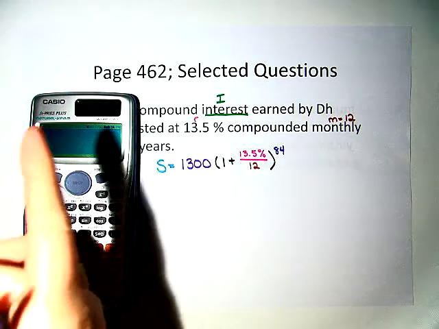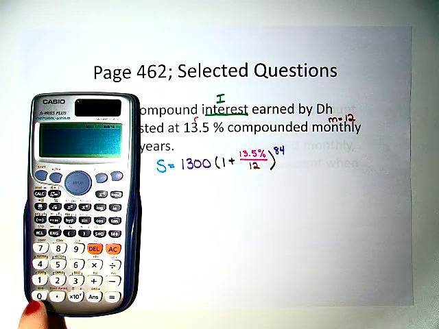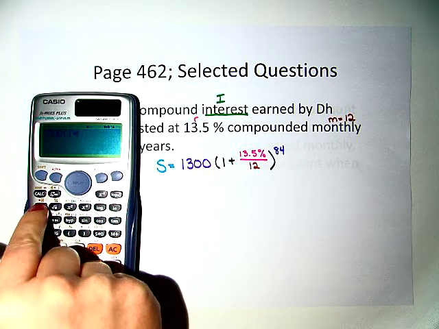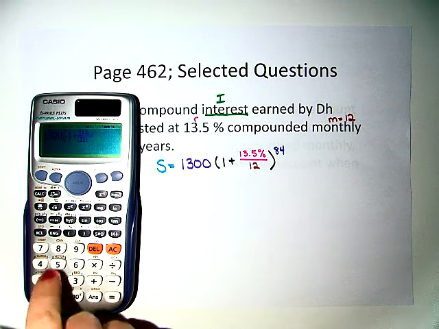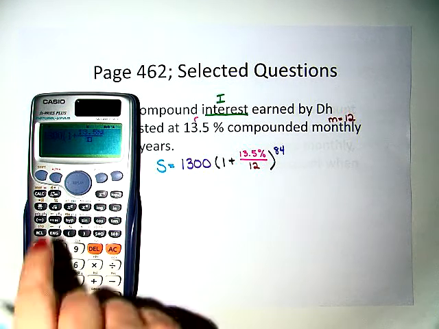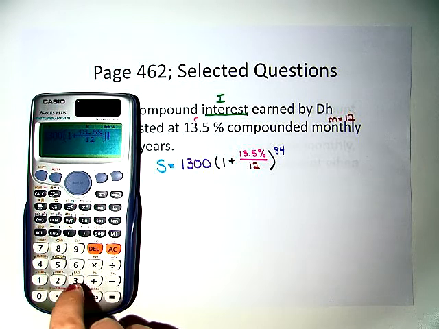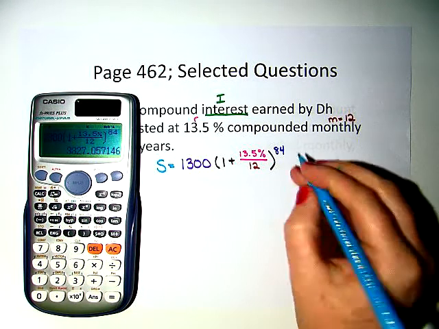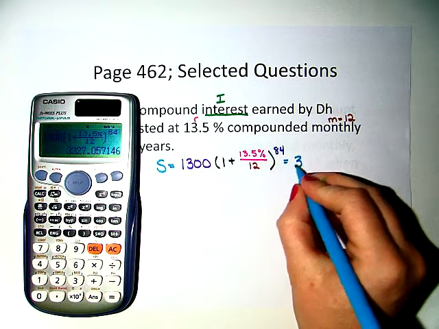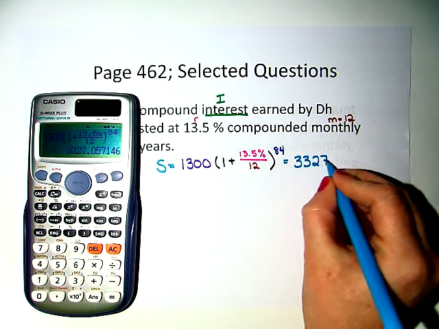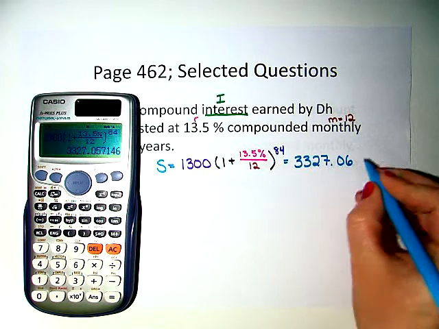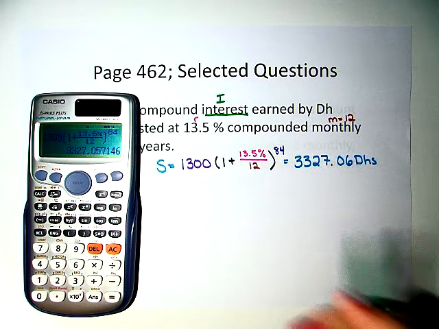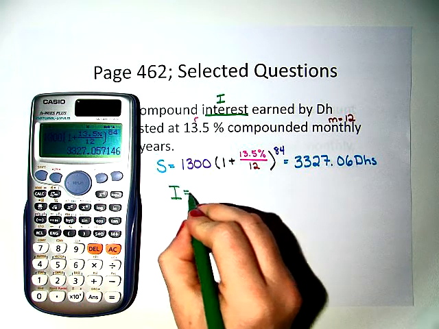So if I'm putting this in the calculator: 1300, open parentheses, 1 plus fraction, 13.5% over 12, raised to the 84th power. That means that my summative amount is 3,327 dirhams and 6 fils. But this is not our final answer. In order to find the final answer, we need to do the interest.